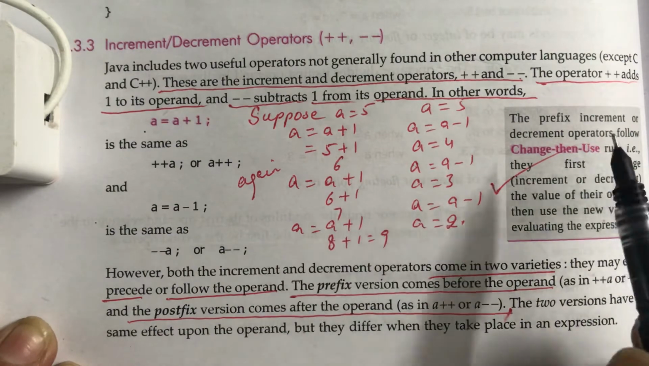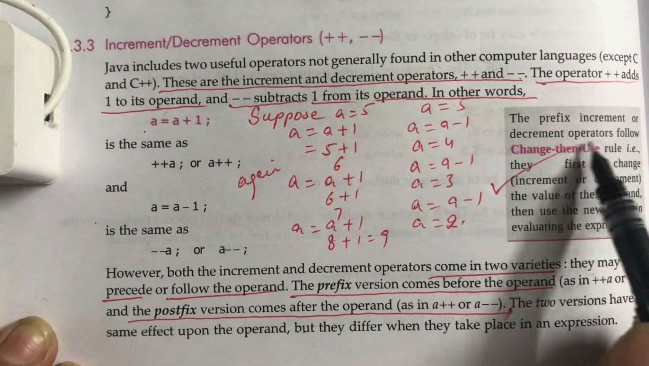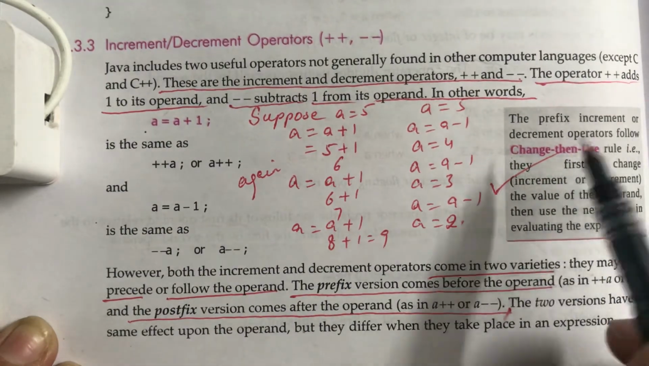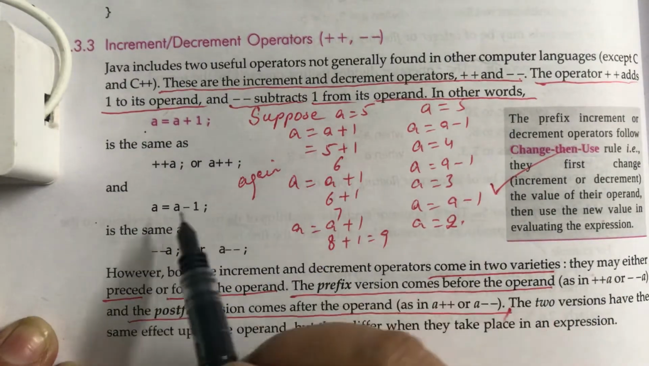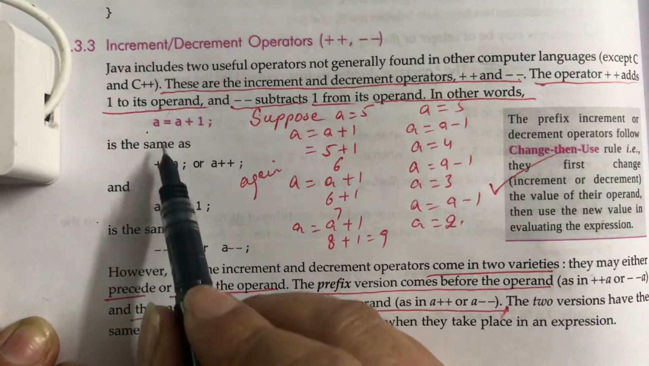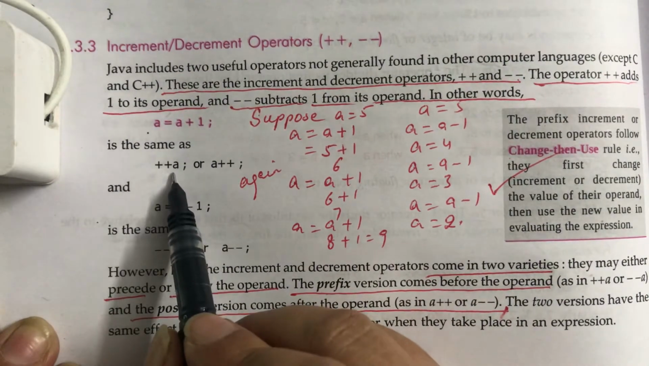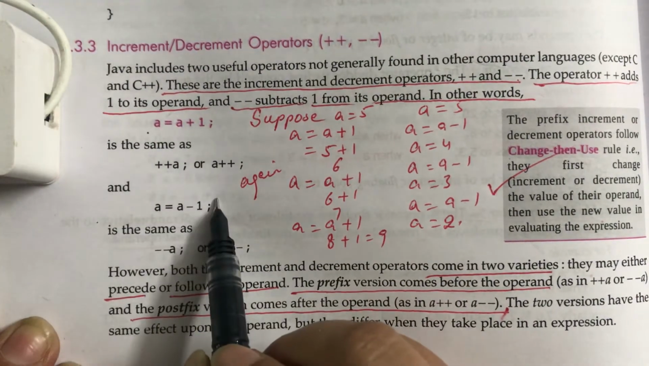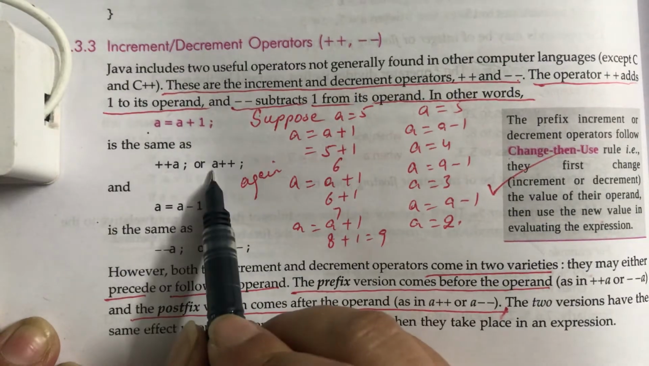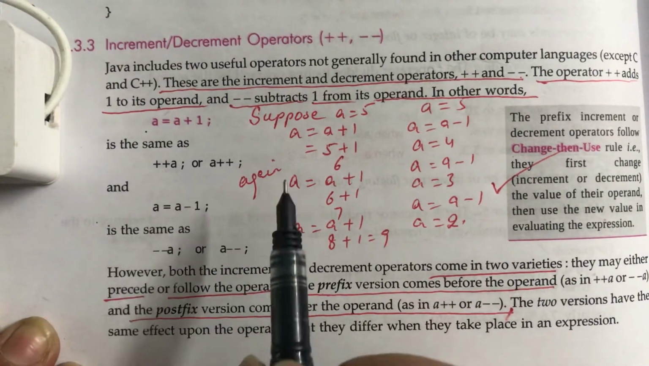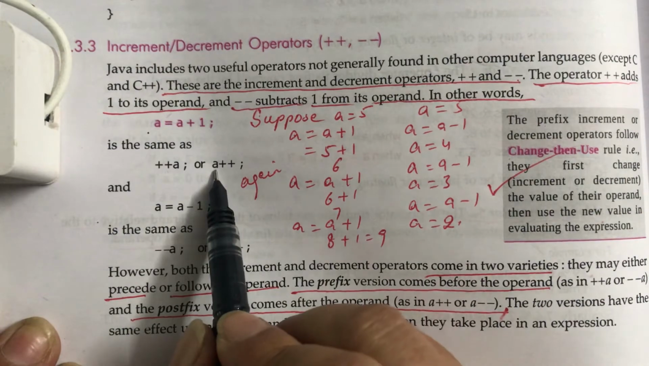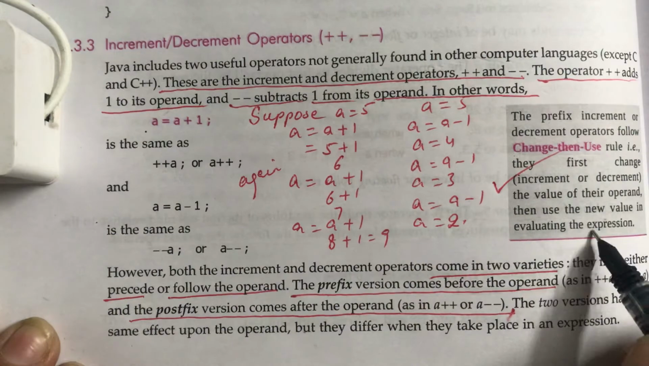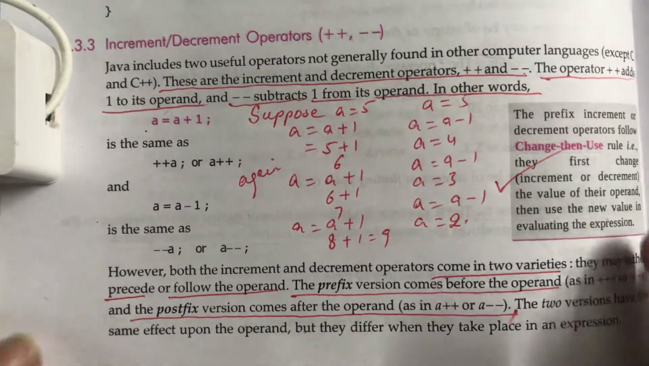So the prefix increment or decrement operator follows a rule, that is change then use. That means if it is pre-increment, it comes beforehand. Suppose I want to add this number, it is going to first change the value and then add it in the expression. And if it is post, the rule will be use then change. That means first you use the value in the expression and then later you change the value in the memory. So we will be learning this with a few examples.